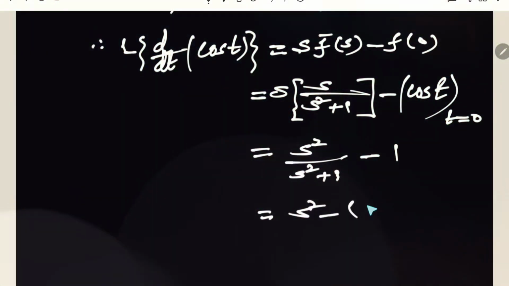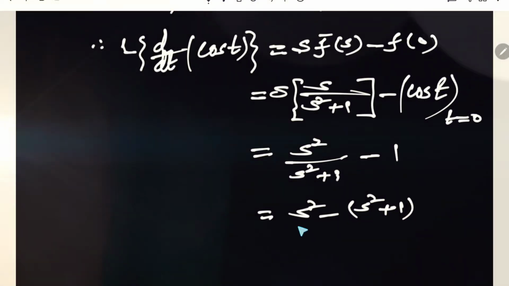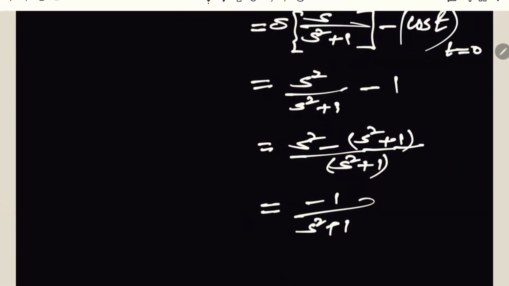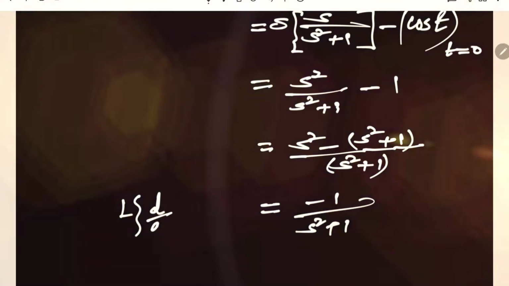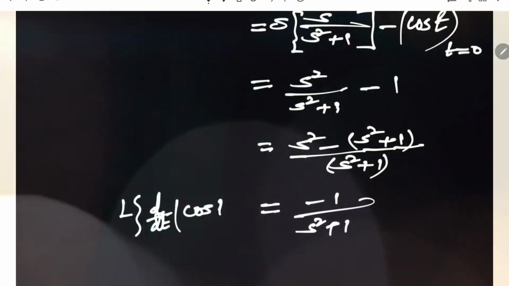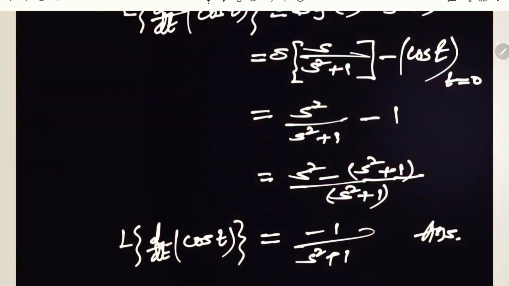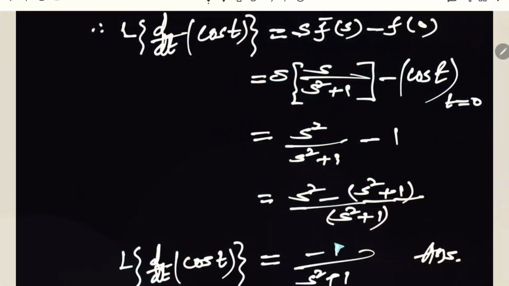And then cross multiplying or finding the LCM, we get s square minus in bracket s square plus 1 whole divided by s square plus 1. S square gets cancelled, we get minus 1 upon s square plus 1. And you can verify it by taking the derivative of that cos t and then taking its Laplace. We get the same. But here it is expected that we have to apply that Laplace transform of derivative. Therefore, check once again all the steps.